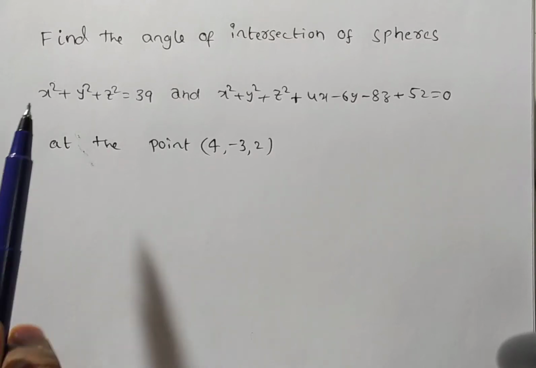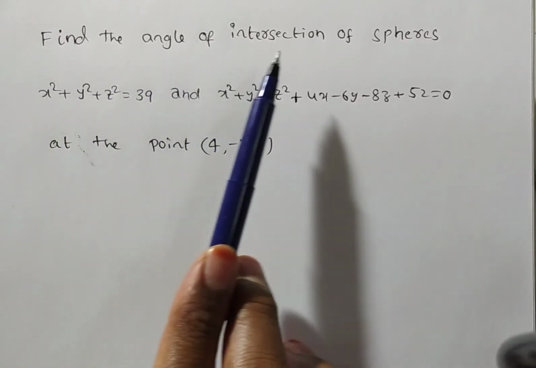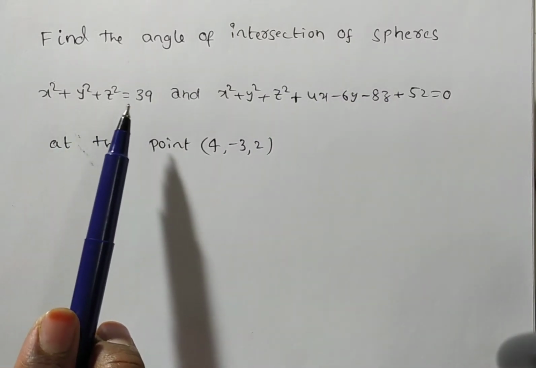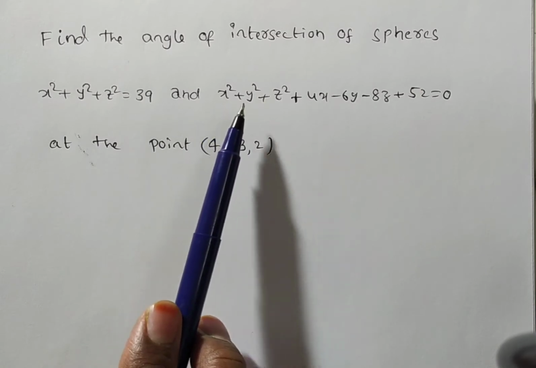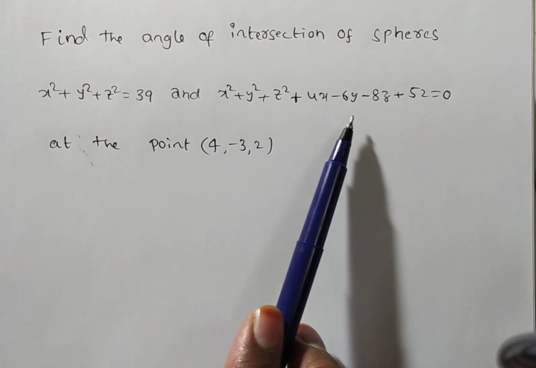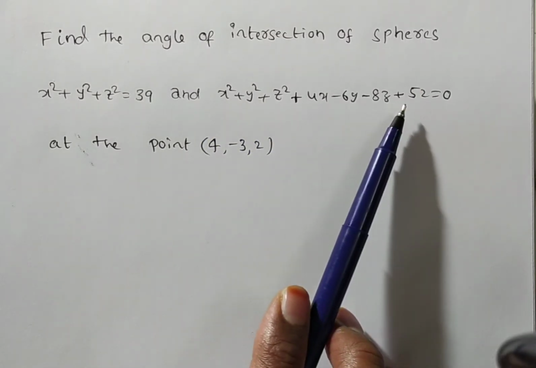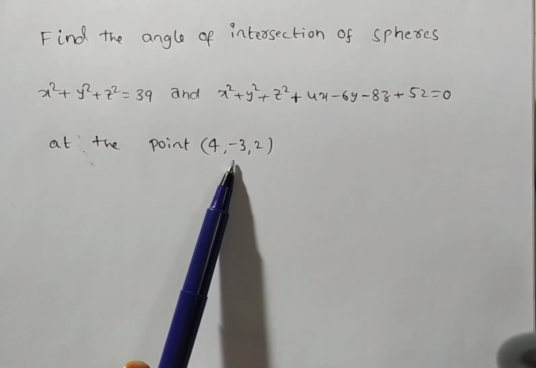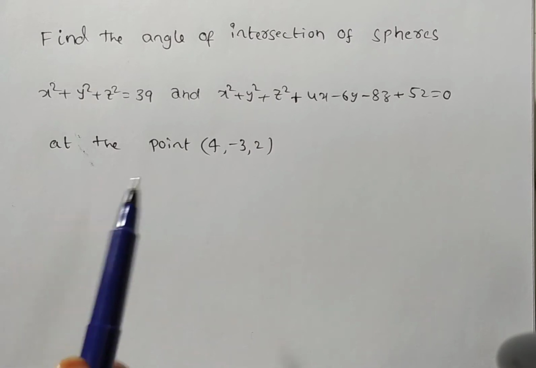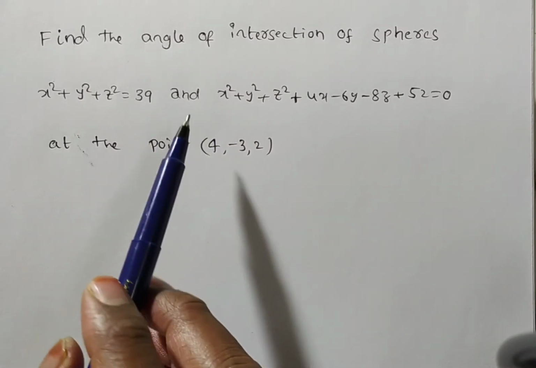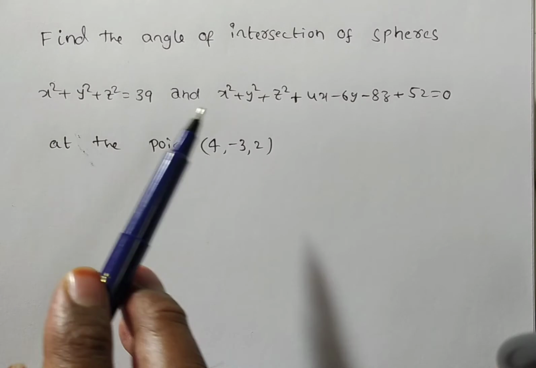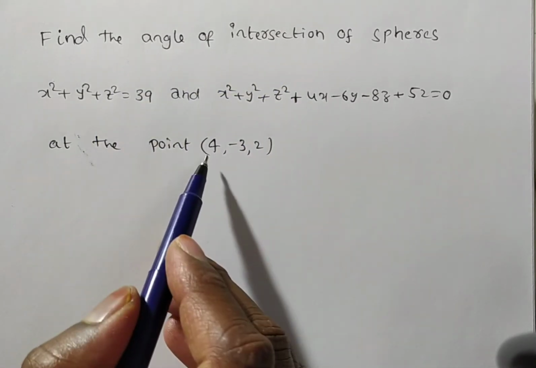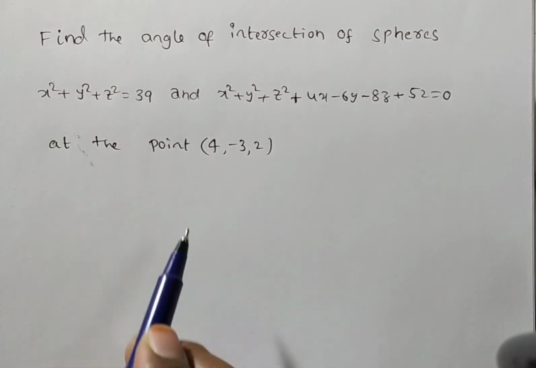Students, the given problem is to find the angle of intersection of the spheres x² + y² + z² = 39 and x² + y² + z² + 4x − 6y − 8z + 52 = 0 at the point (4, −3, 2). So here they are given two spheres, and for these two spheres we need to find the angle of intersection at one point, that is (4, −3, 2). Right.